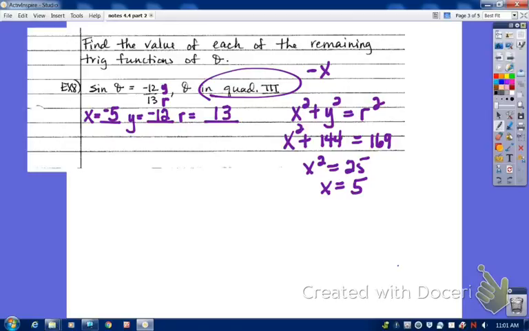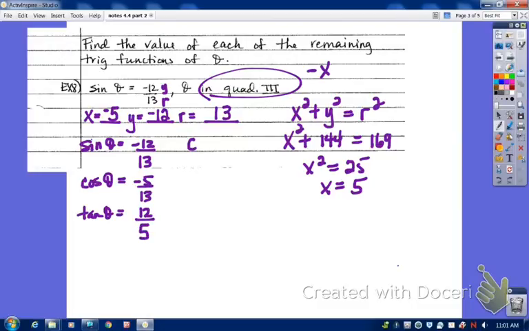We got to find all the other trig functions. And again, I like to go in a specific order. They have sine. I like to write it down again. So they're saying sine of theta is equal to negative 12 over 13. And then I just go in order. Cosine of theta would be equal to x over r. So that would be negative 5 over 13. Tangent of theta would be y over x. My bad. What's y over x going to be equal to? And a negative divided by negative is a positive. So tangent's going to be positive 12/5.